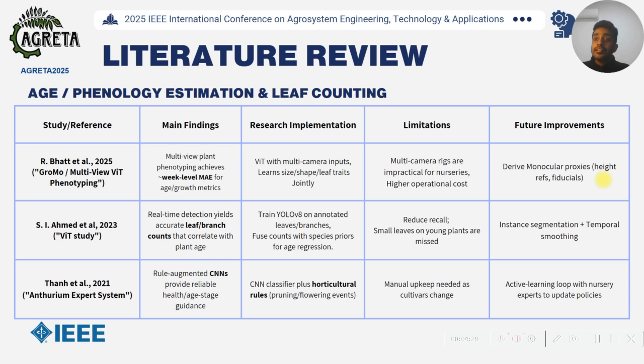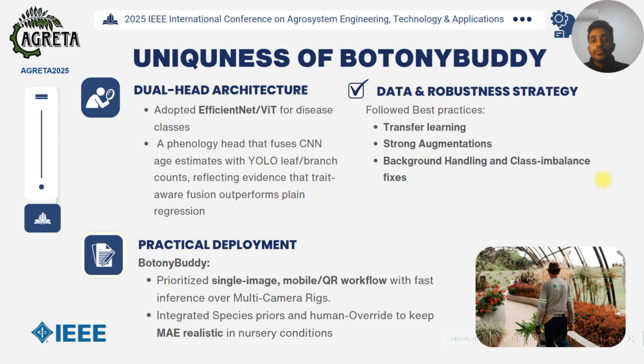These are the most significant research works we went through to identify the research gap for making BotanyBuddy. So what is the uniqueness of BotanyBuddy? One is the dual-head architecture, adapting phenology fused with a CNN for age estimation, with a YOLO model counting branches and leaves. For data and robustness, we use transfer learning and strong augmentation, and we also wanted to reduce class imbalance.